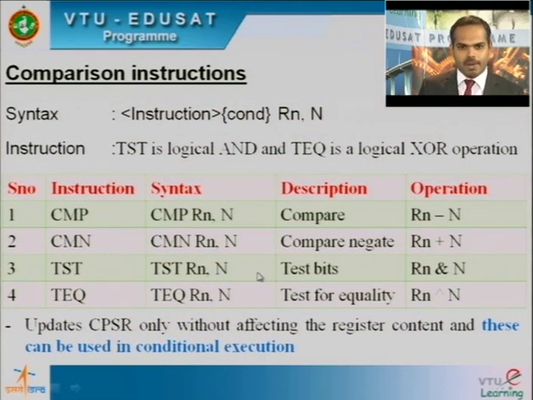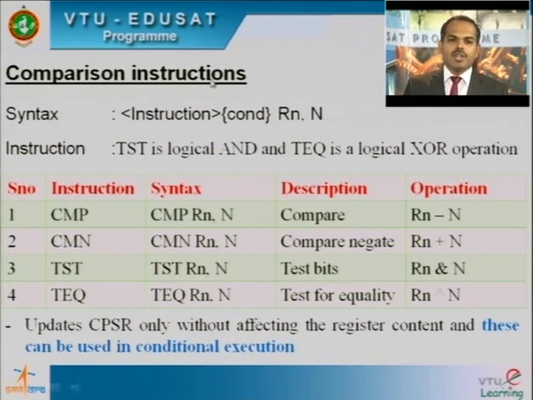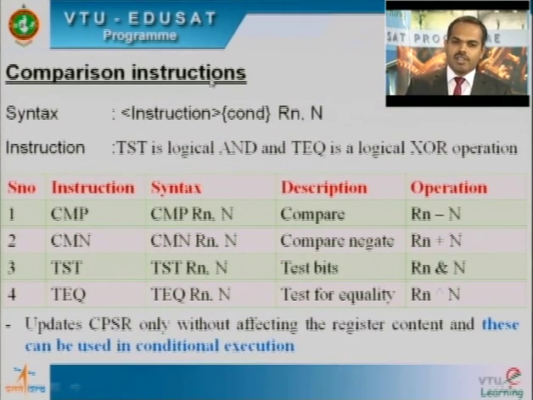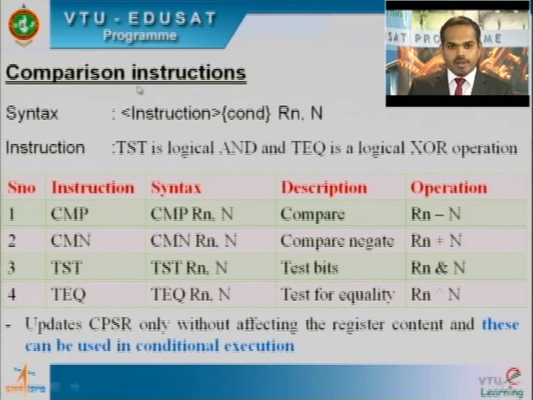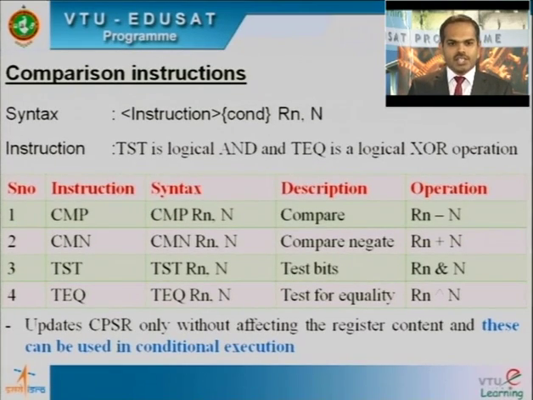Now let's move to the comparison instructions. The comparison instructions are the first time we are encountering something different from the standard, general ARM instruction syntax. What do I mean by that? Comparison instructions do not have a destination register, or I can say it this way: for comparison instructions, the destination register is the CPSR itself.